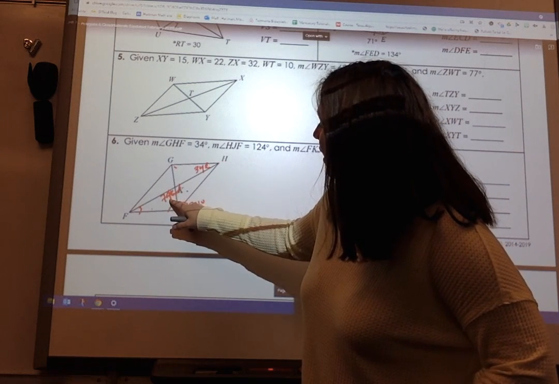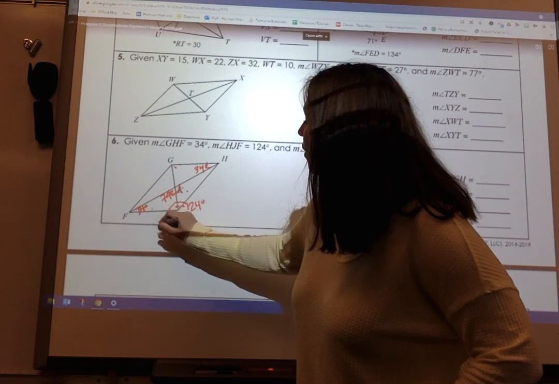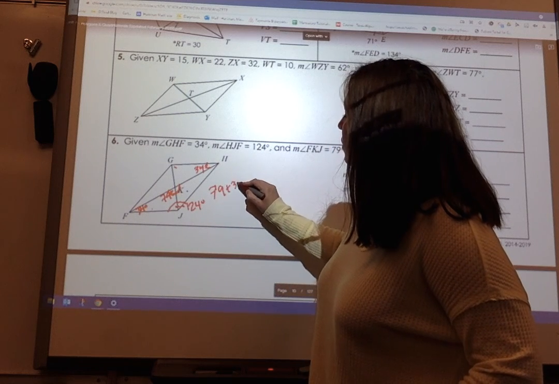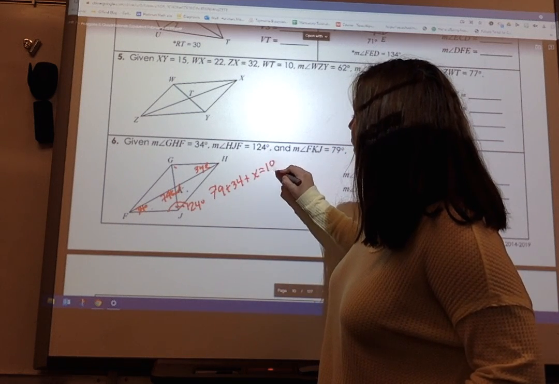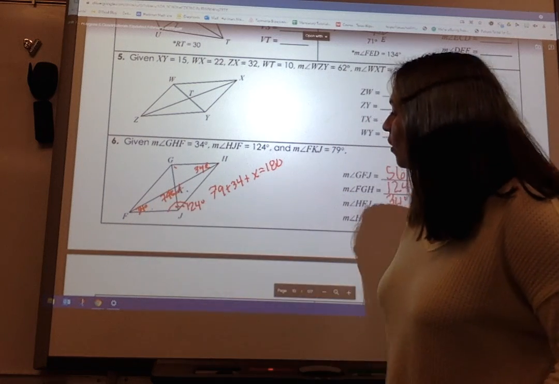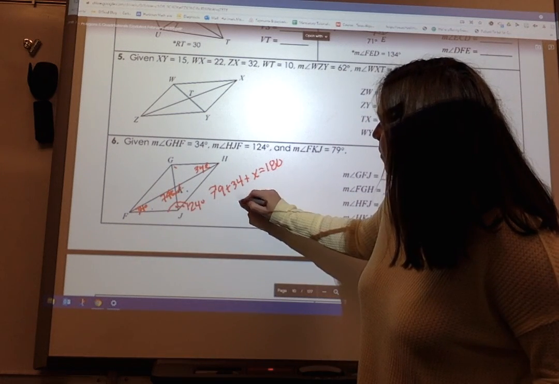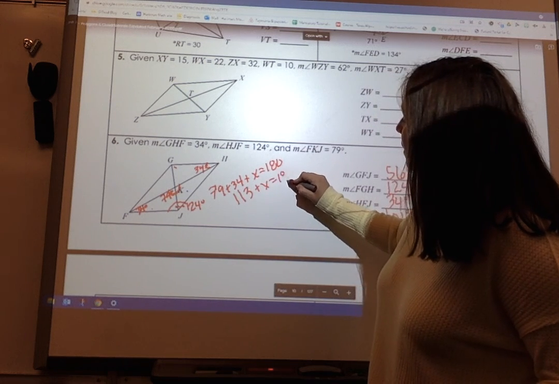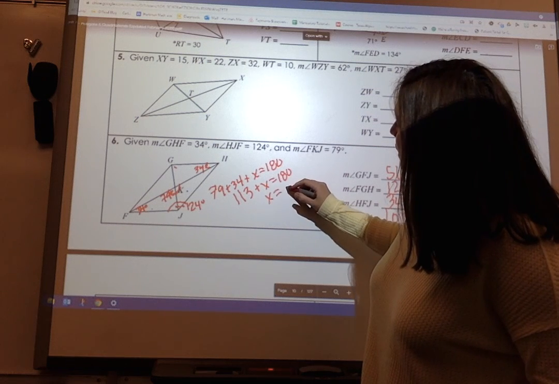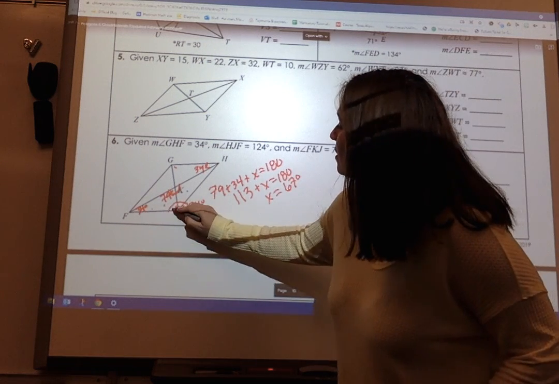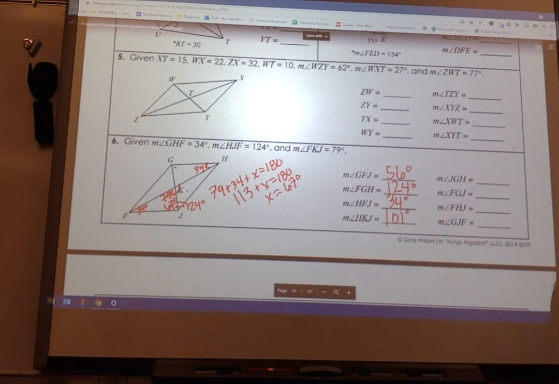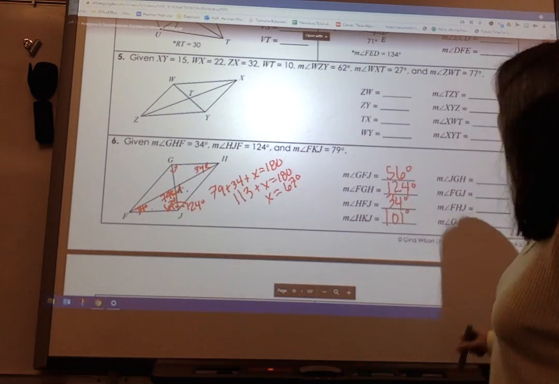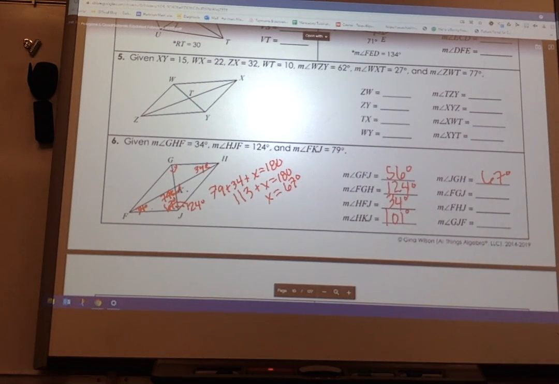If I'm looking for JGH, if this is 79 and this is 34, that's going to allow me to solve for this piece right here. So 79 plus 34 plus x all equals 180 degrees because we have ourselves a triangle. So that means 113 plus x equals 180. And so x is going to be 67 degrees. So this angle is going to be 67 degrees. So I know this angle here is going to be 67 degrees because of alternating interior angles.